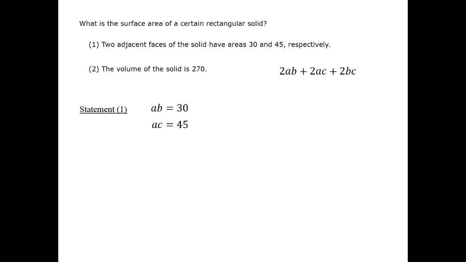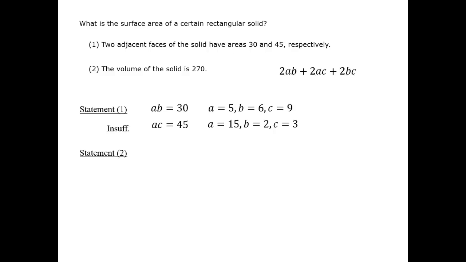We can imagine a case in which A is 5, B is 6, and C is 9. Then BC is 54. In another possible case, A is 15, B is 2, and C is 3. Then BC equals 6, and since the two cases have different BCs and equal other areas, they have different surface areas. Statement 1 is insufficient.